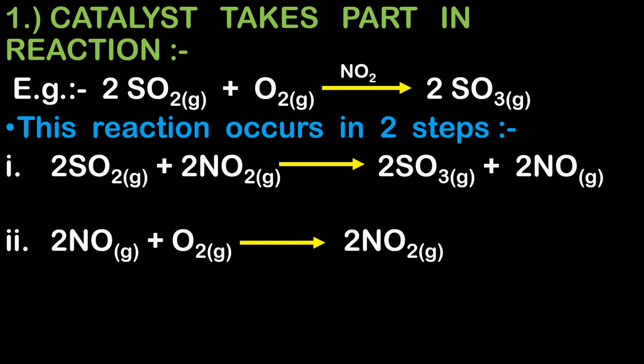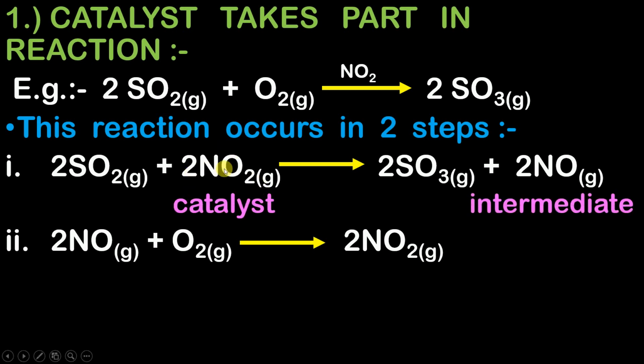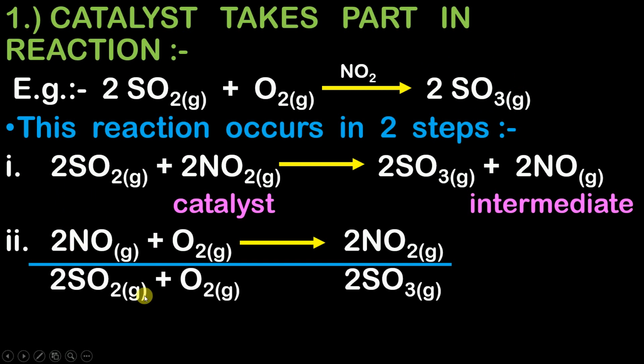Okay, now here obviously this is our catalyst, and this product that we get is called the intermediate. Okay, this NO that we get is called an intermediate, and obviously this 2SO3 is nothing but our product. Okay, this is our main product that we require. Now guys, obviously when you are going to add both these reactions, what you are going to get? You are going to get 2SO2 plus O2 giving you 2SO3.